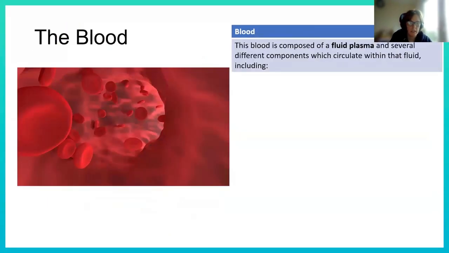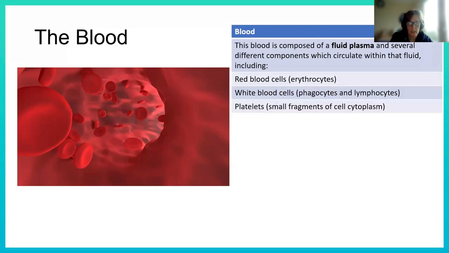So let's have a little look at some of these components of the blood then, since we've talked about the red blood cells quite a bit. Let's talk about everything else. So the fluid plasma is the yellowy fluid that I was talking about that you see when you've got a graze rather than a cut. And several components circulate within this plasma. There's the red blood cells, which we've talked about quite a bit. They're properly called erythrocytes. Loads of different white blood cells that we've talked about already. We've talked about phagocytes and lymphocytes quite a bit.